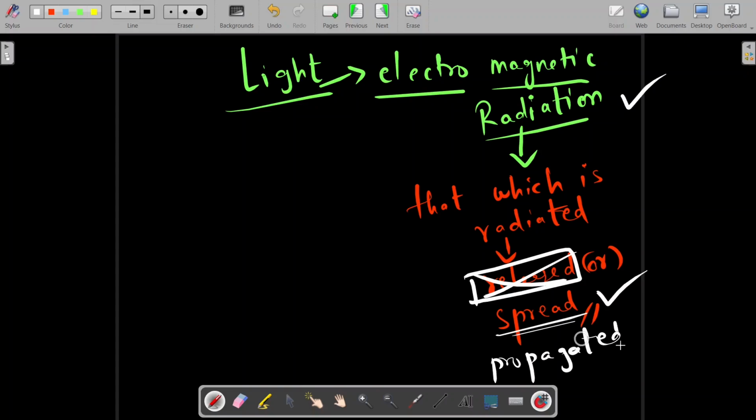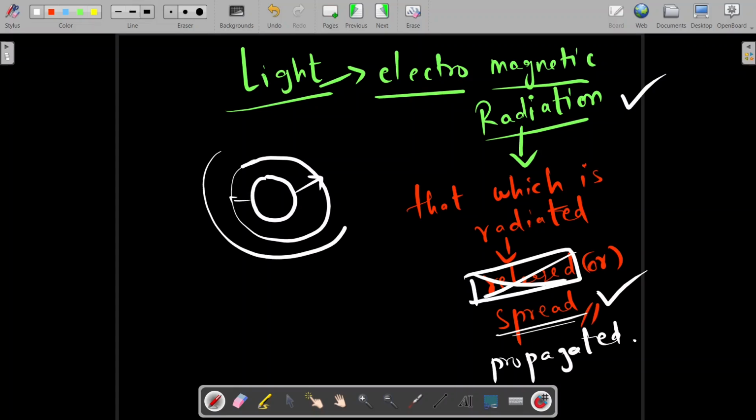Propagated. It also means spreading, right? This is the sun. The radiation gets spread like this. For the first few seconds, it goes like this; after that, it goes like this. See what it is forming here, it is nothing but a wave. So, light is a wave.